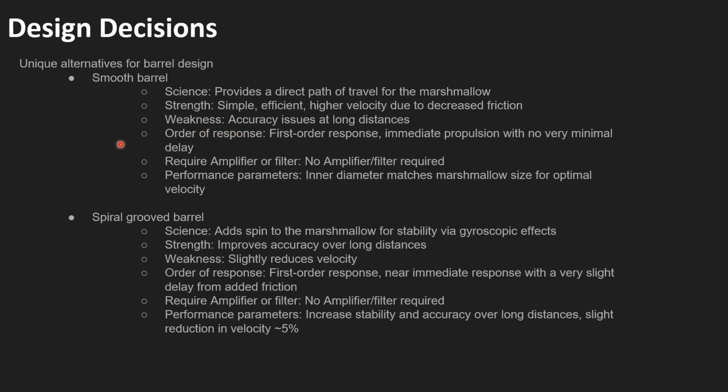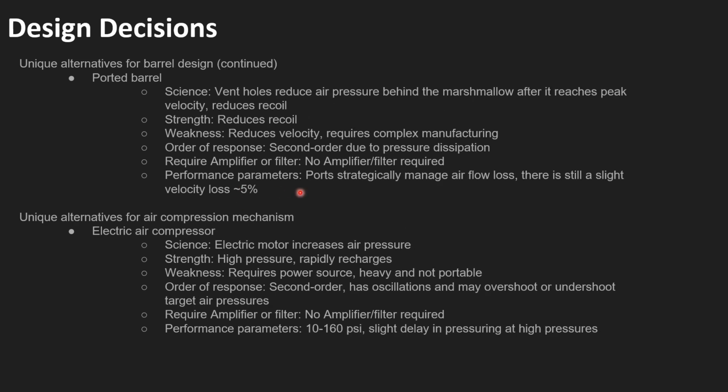All right, so our various design decisions were, first off, for the barrel design. We had the smooth barrel, which just provides a direct path to travel, simple and cheap. It's not great at accuracy over long distances. Then we had the spiral grooved, which adds a spin to the marshmallow and improves accuracy over long distances. It does slightly reduce the velocity by about 5%, which isn't too bad. We also had the ported barrel, which adds vent holes to reduce air pressure behind the marshmallow after it reaches peak velocity. Its greatest strength is that it reduces recoil. It also reduces velocity by about 5% again, and it does require complex manufacturing.